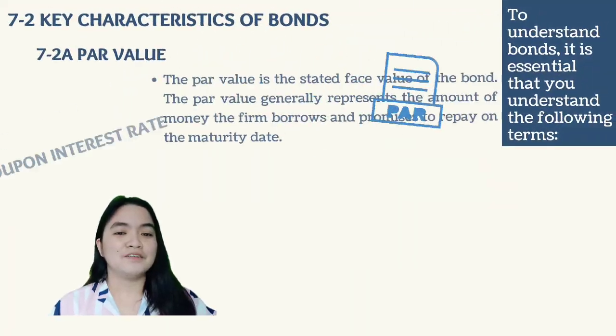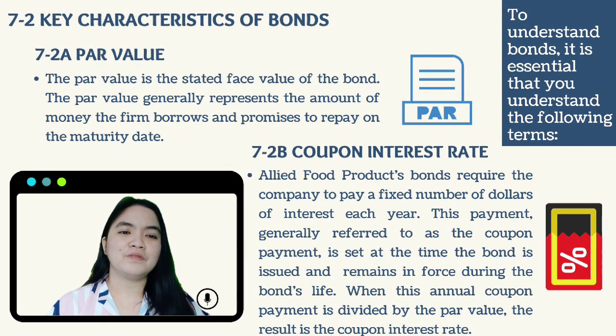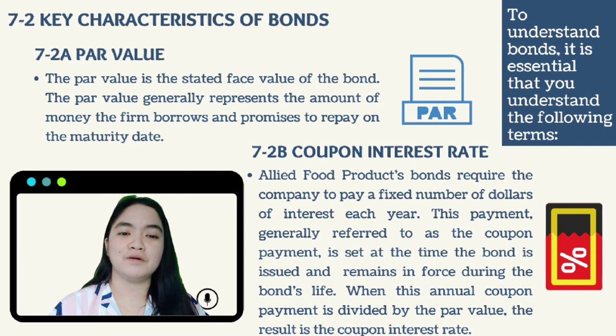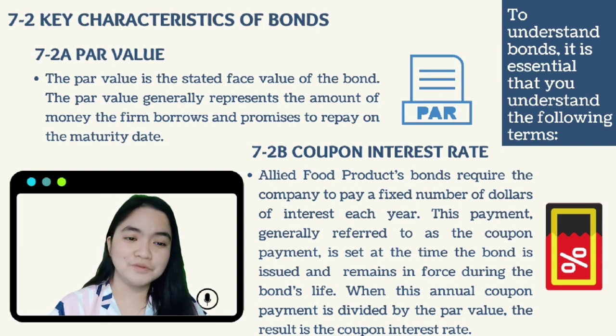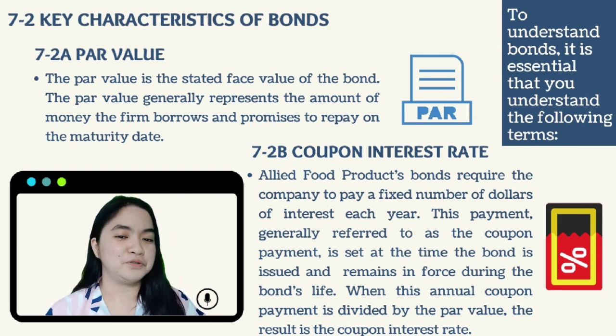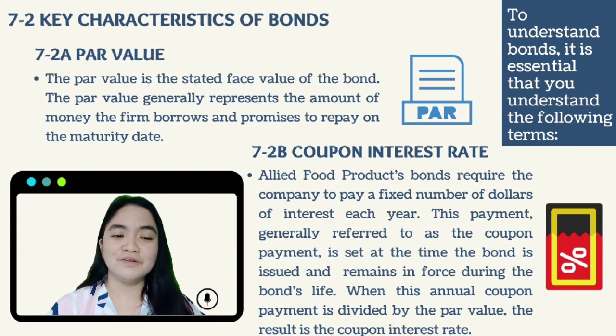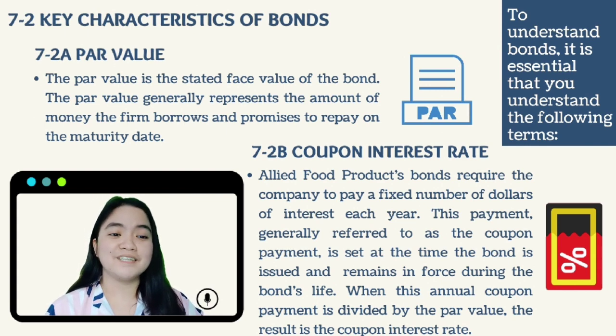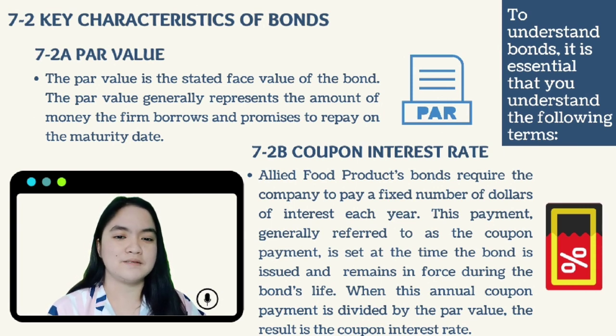To understand bonds, it is essential that you understand the following terms. The first term is the par value. The par value is the stated face value of the bond. The par value generally represents the amount of money the firm borrows and promises to repay on the maturity date. Par value is also known as nominal value. Par value is important for a bond or fixed income instrument because it determines its maturity value as well as the value of the coupon payments.